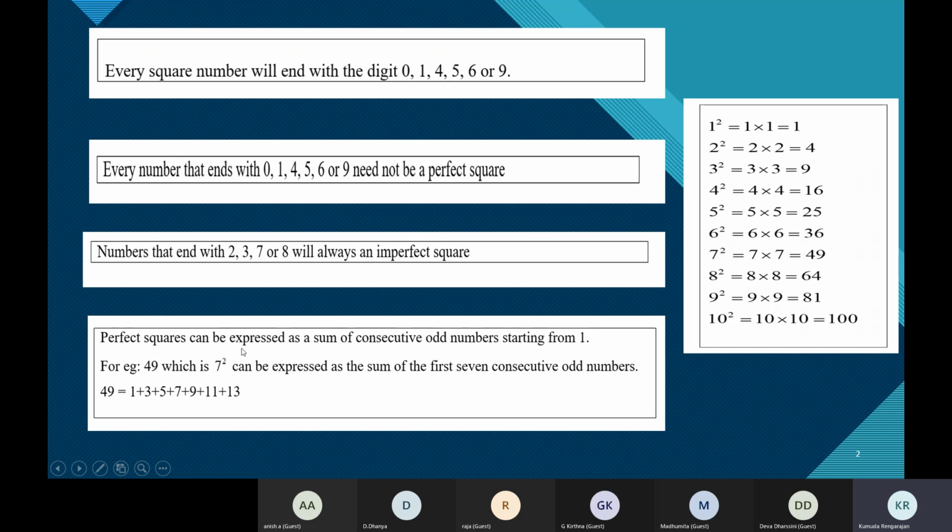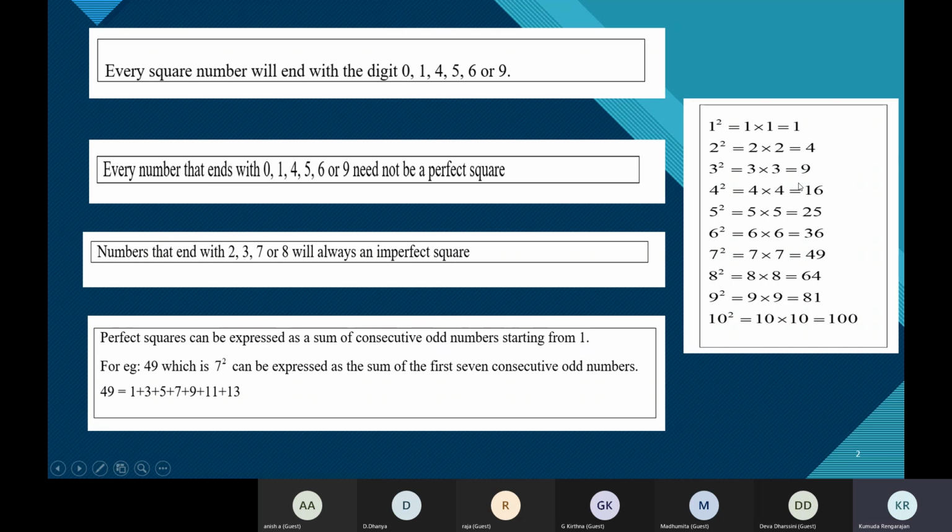Look at this one. Perfect squares can be expressed as a sum of consecutive odd numbers starting from 1. Odd numbers are numbers that are not divisible by 2. So numbers 1, 3, 5, 7, 9, 11, 13, 15 and so on are all odd numbers. The collection is infinite. It starts at 1, but it goes on.